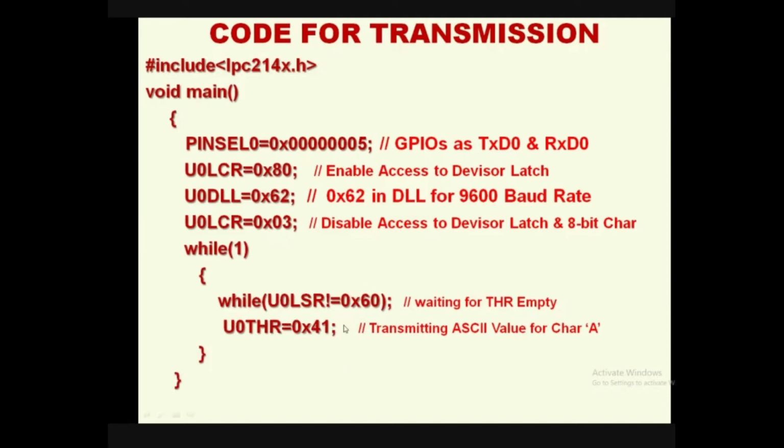After transmitting A, it will wait for the transmit hold register to become empty. When it becomes empty, the 41 will have been transmitted. Then again it will retransmit 41. So it will keep on transmitting 41, and the serial window will keep on displaying A. Whichever character is being transmitted will be displayed on the screen. It will transmit only the ASCII values. So if you monitor the transmitting window, the screen window will be filled with A.